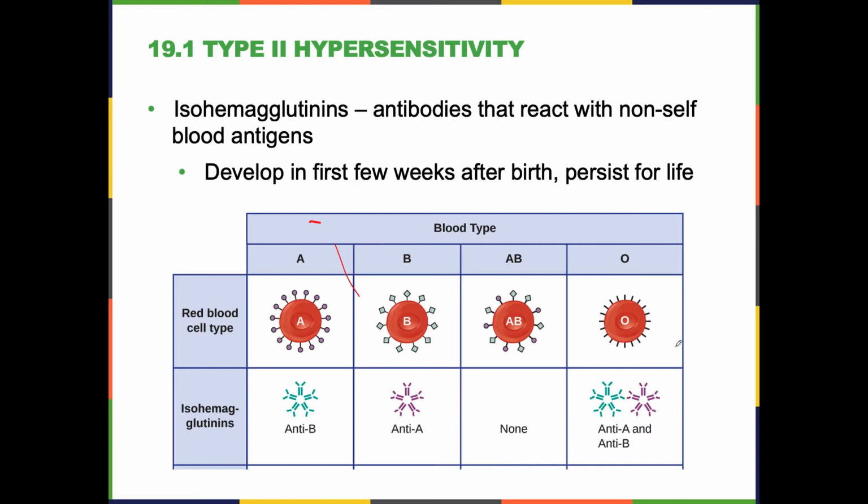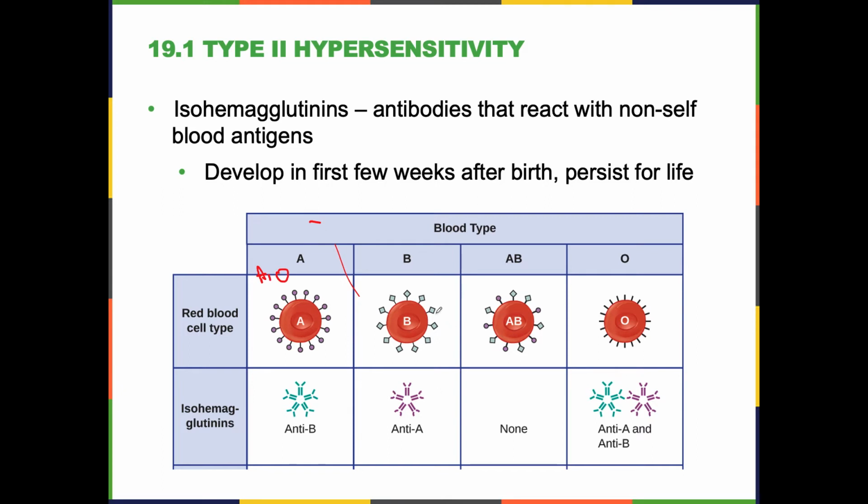Okay, so if you're type A, you have anti-B. That means any blood with B you cannot receive, right? So you cannot receive B blood. You cannot receive AB blood because these anti-Bs will react with it. You can receive O blood, and you can receive A blood, right? So I'm going to write it here. You can receive A, you can receive O.